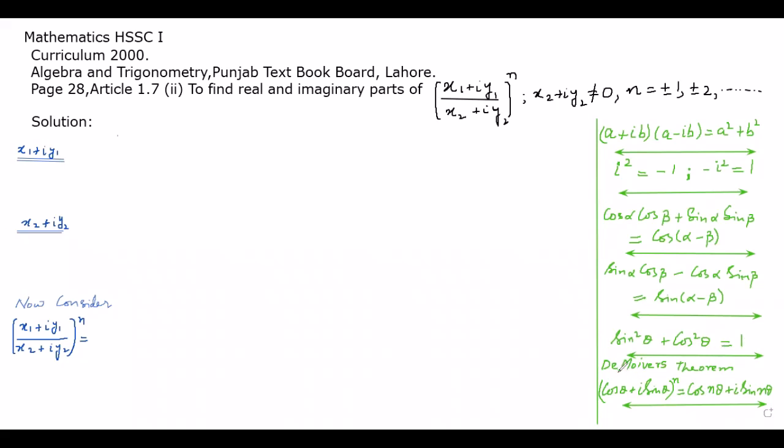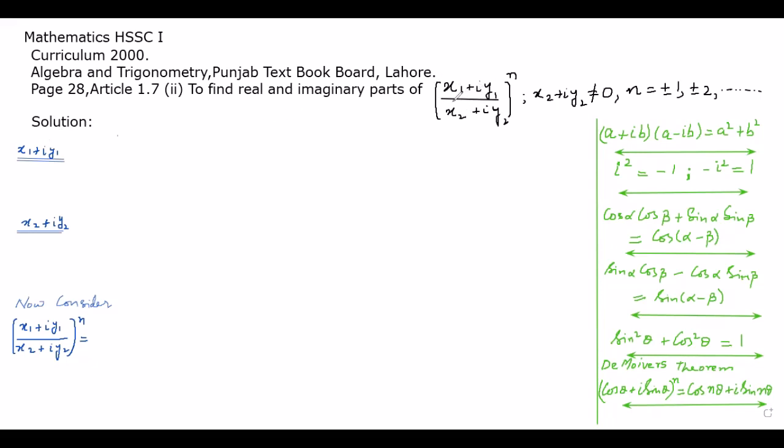Then we have studied in chapter 1 De Moivre's theorem, which states that (cos θ + i sin θ)^n = cos nθ + i sin nθ. All these results we are going to use in the solution of this particular problem. So we start our problem.